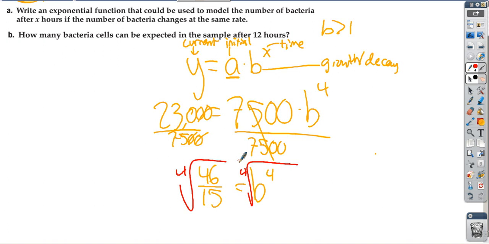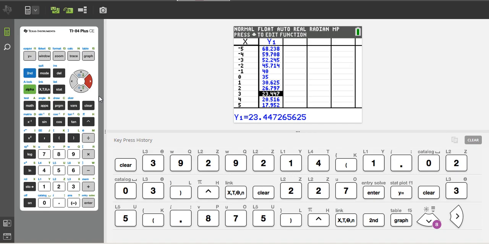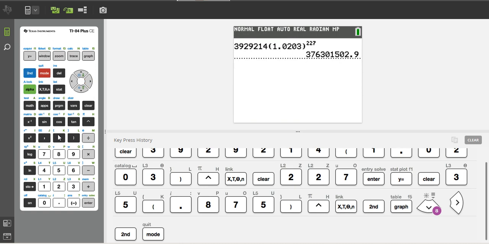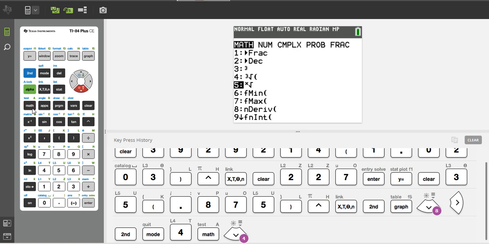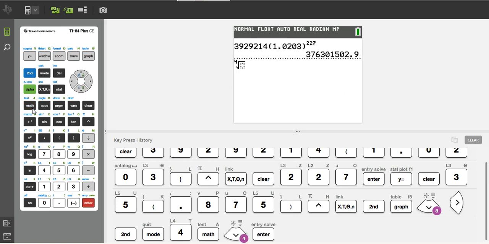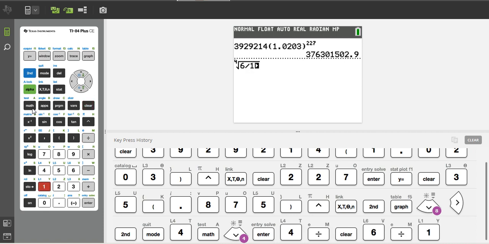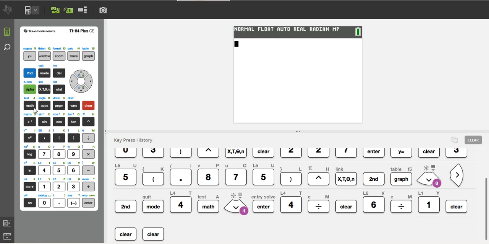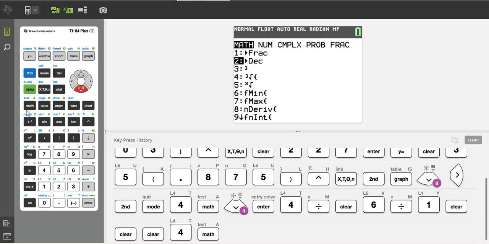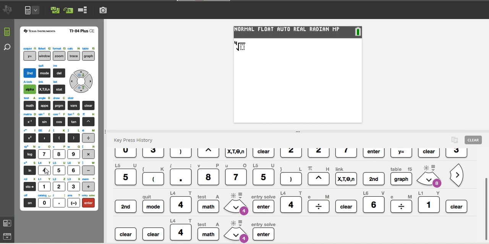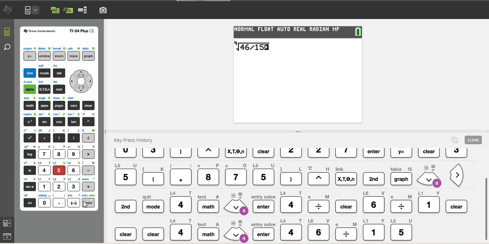How do you do that on a calculator? It's not obvious because it's usually not on the main page. Let me show you how to do that. You go to the main page, you press 4 because we're trying to take the fourth root, and then you go to math, and then this number right here, 5, that's the x root. We told it we want the fourth root, and the number was 46 over 15. So fourth root, 46 divided by 15, that was the 23,000 number that we simplified.